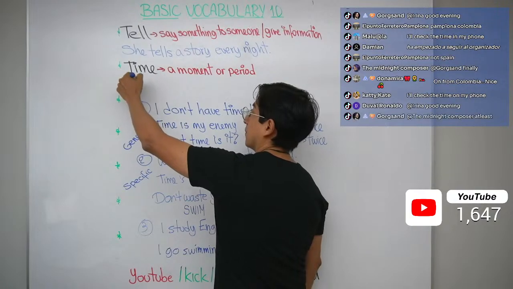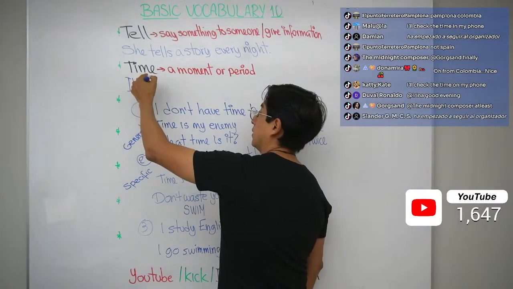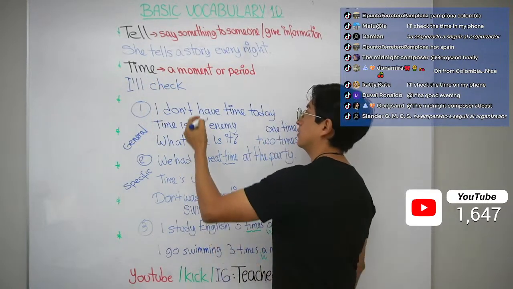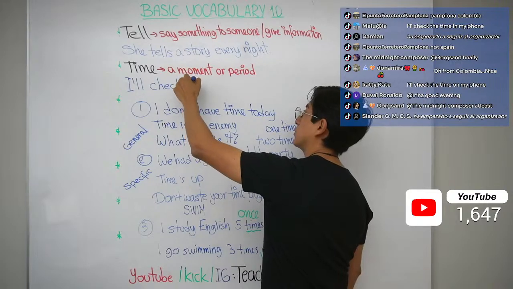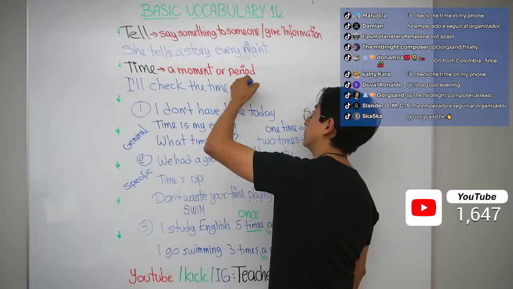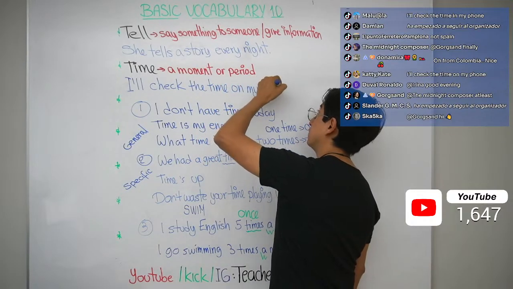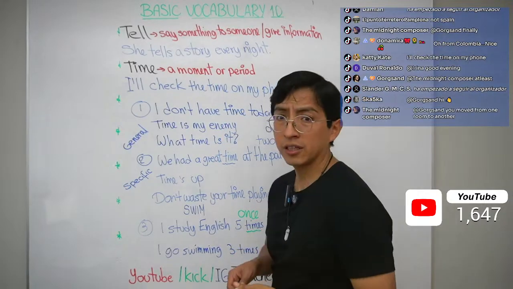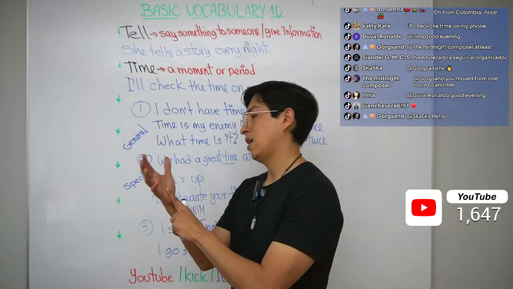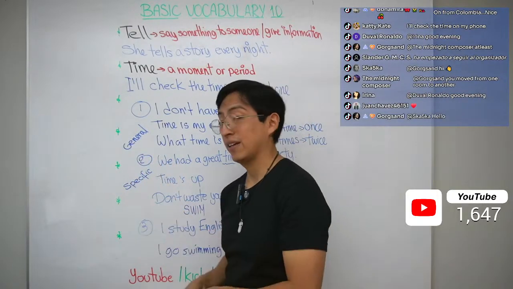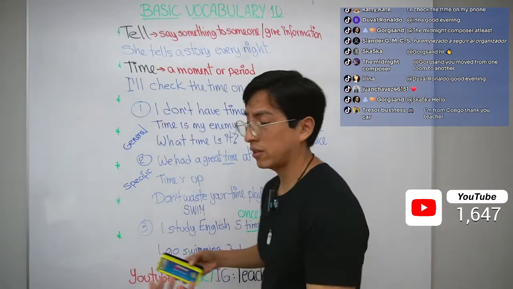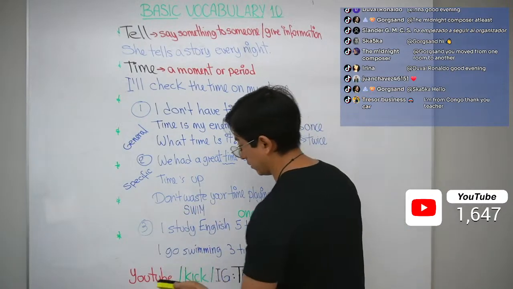Okay, guys, the sentence is I'll check the time on my phone. I'm going to take out my phone from my pocket and see, okay, what time is it? Yes, I'll check the time on my phone. I want to check what time it is. Very good. I'm going to erase this now.